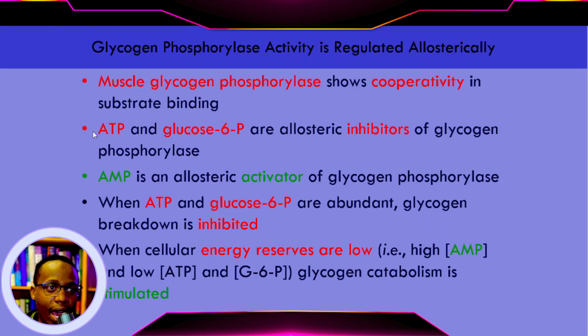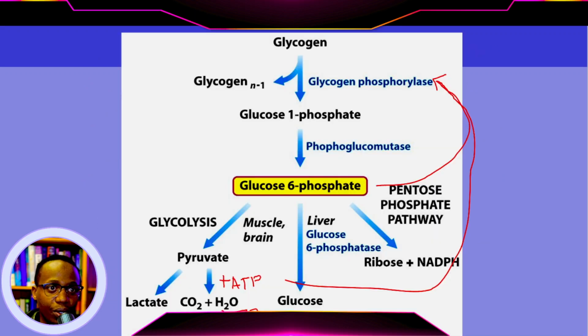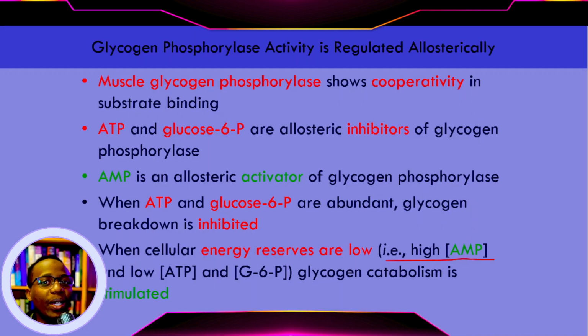And what is an activator of it? AMP is an activator. Why is AMP an activator? It's because AMP is a signal for low energy in the cell. So if you have high AMP in the cell, it shows you that you have low ATP and you need energy. And then what do you do? You go back and you tell glycogen phosphorylase to go and break down your glycogen so that we can start making energy, right? So AMP is a really good activator for this, right?